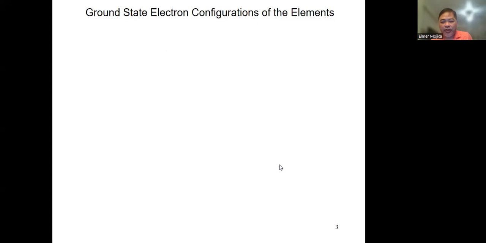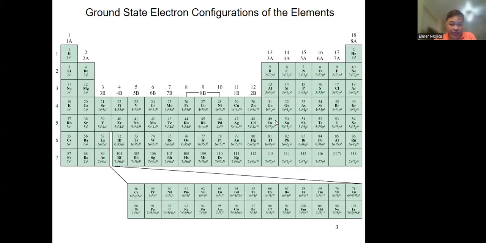In our previous discussion, we talked about the orbitals being filled up by electrons and the sequence in which the orbitals are filled up. That's what we call the electron configuration. At the most stable state, we follow the so-called ground state electron configuration of the element. We did this in our previous synchronous class.